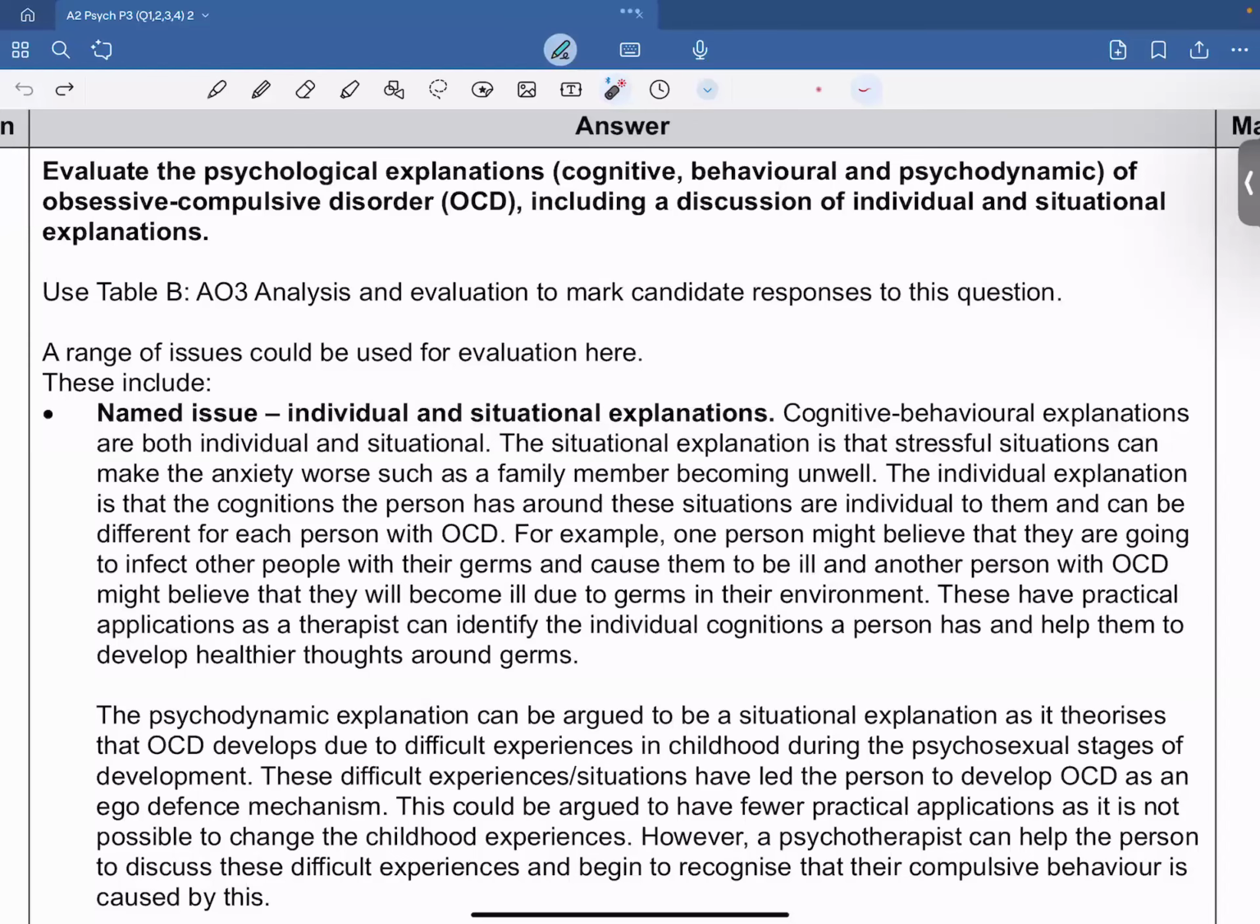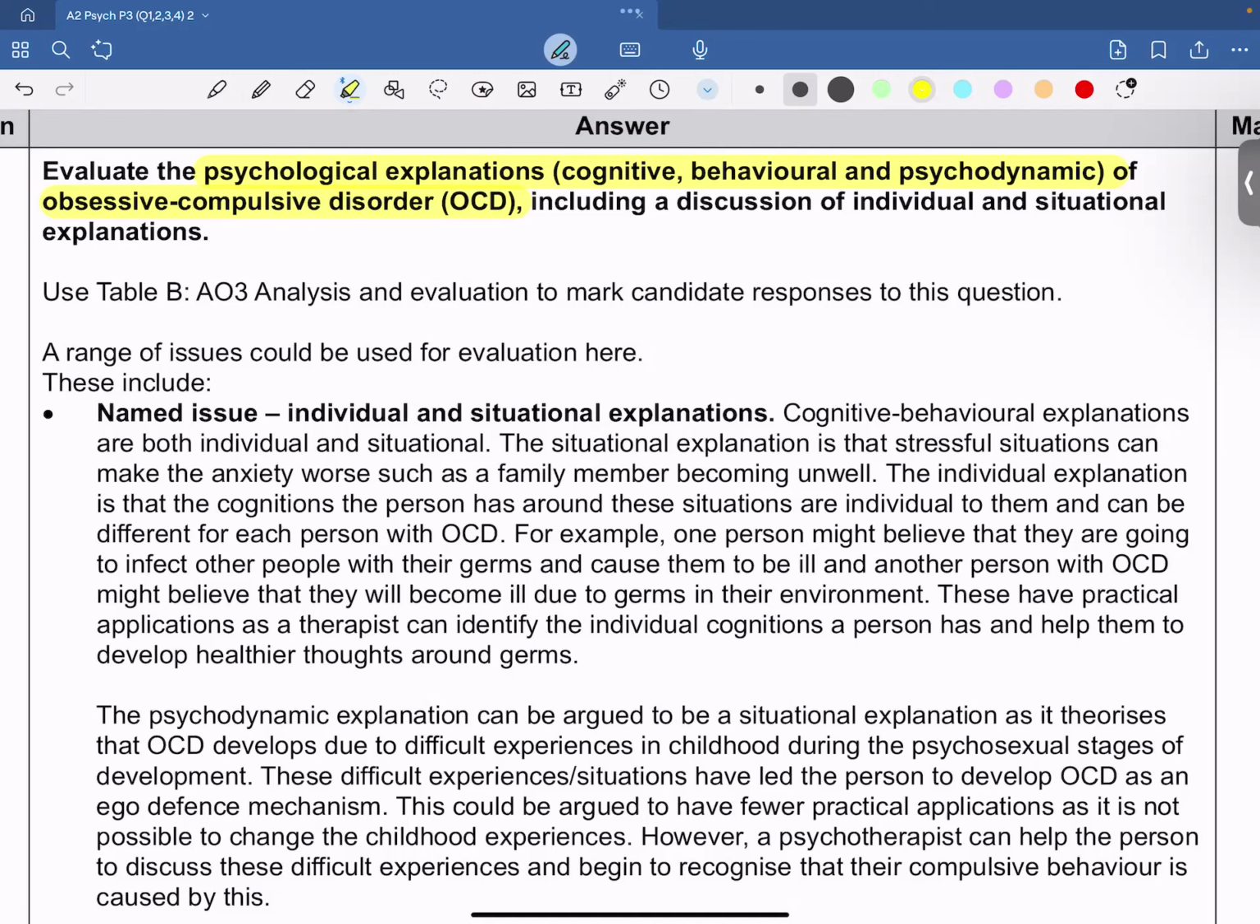Hello, everyone. In our revision lesson today, let's discuss this evaluative question. Let me remind you, before this 10-mark evaluative question, you get an 8-mark question where the examiner expects you to describe that particular topic. Now, the topic that is required to be evaluated over here is this: the psychological explanations, that is cognitive, behavioral, and psychodynamic explanation of obsessive compulsive disorders.